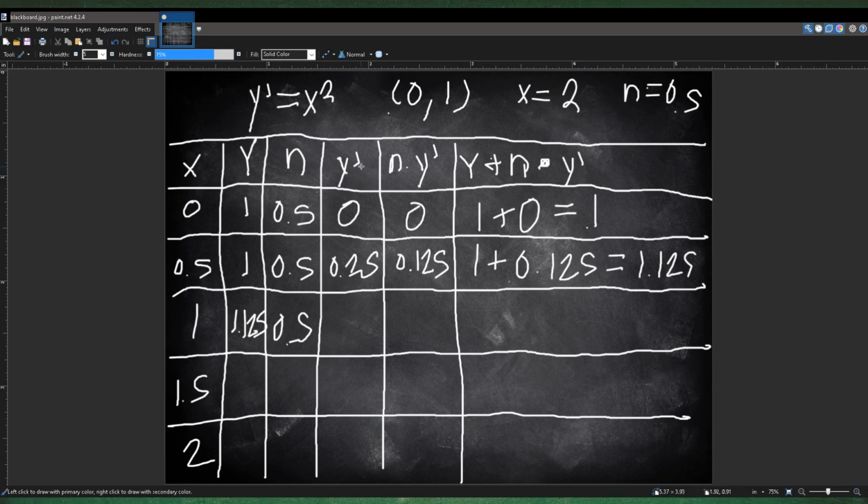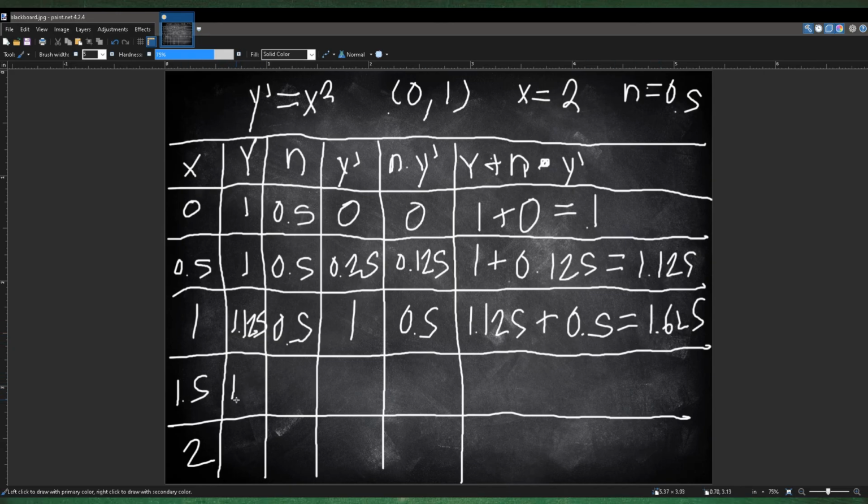Now, what's our derivative of y? It's x squared, right? Our x now is 1, so it's 1 squared, which is 1. So our n times the derivative of y is 0.5 times 1, which is 0.5. So y, which is 1.125, plus 0.5, we get 1.625, right? So that's our value, and now this becomes our new y value.